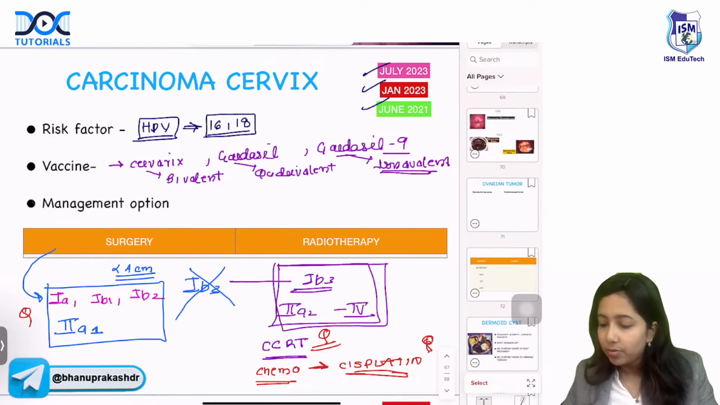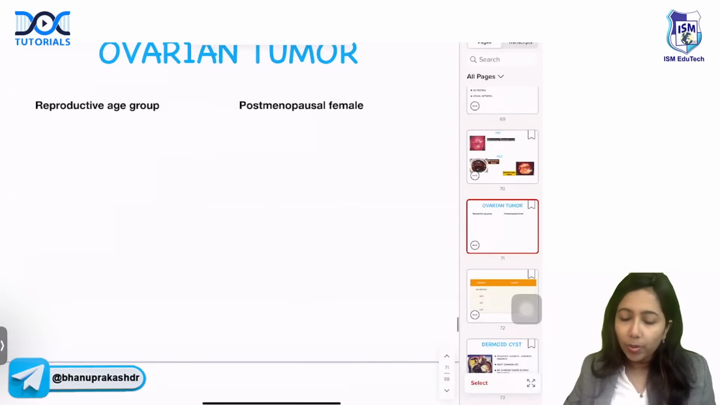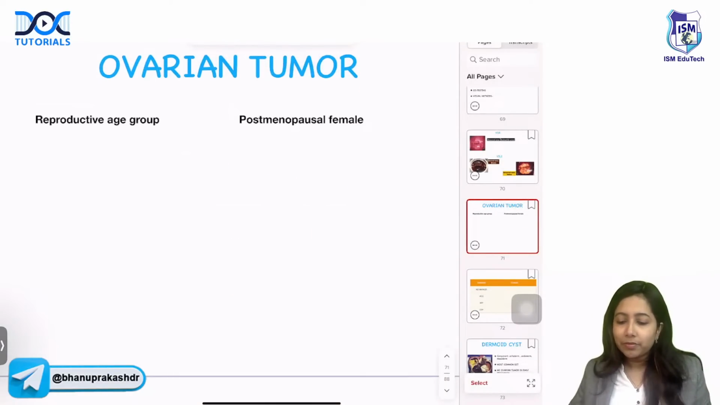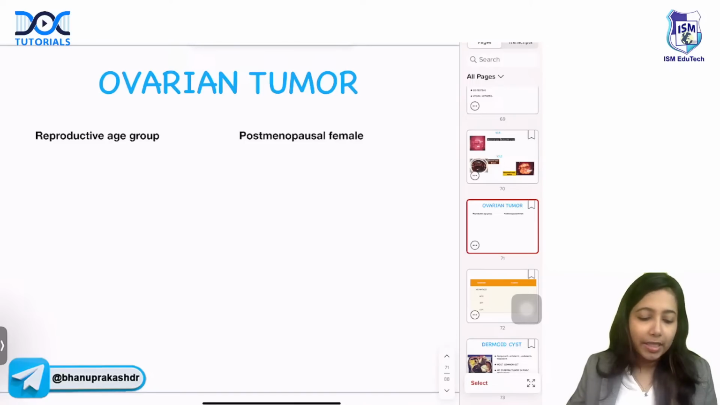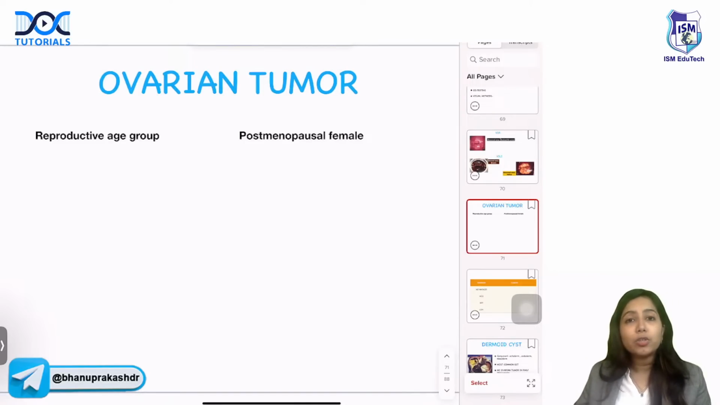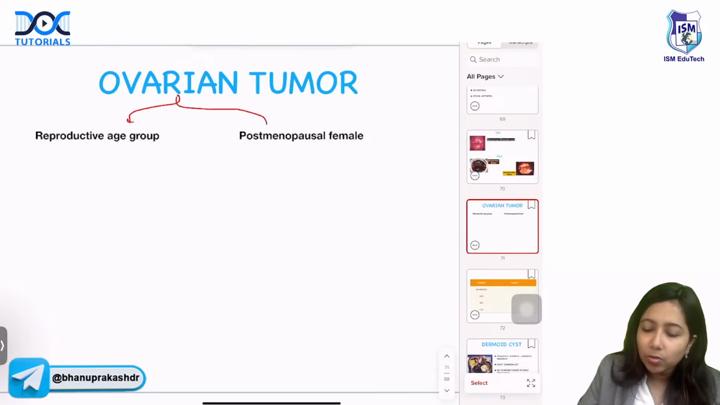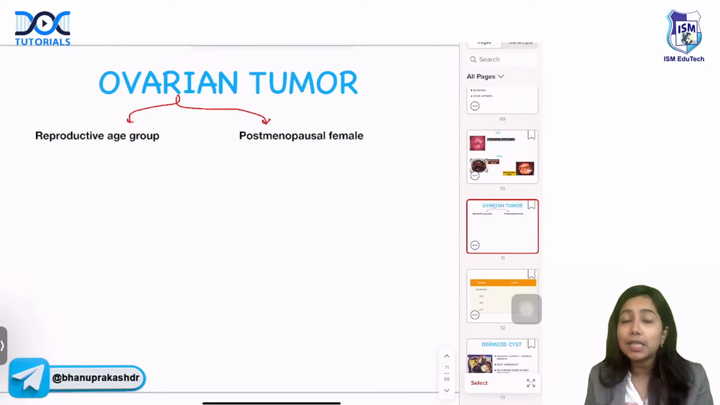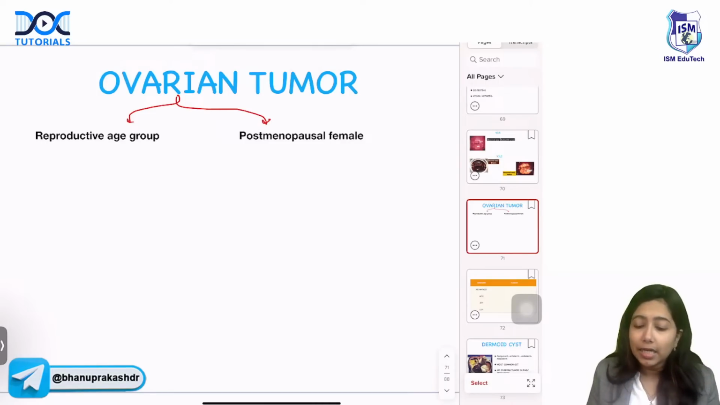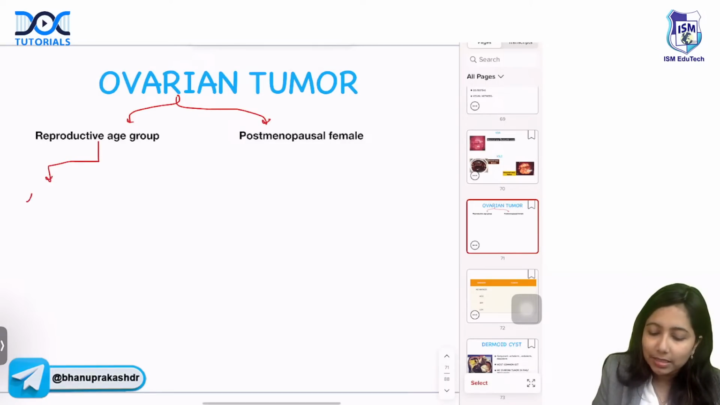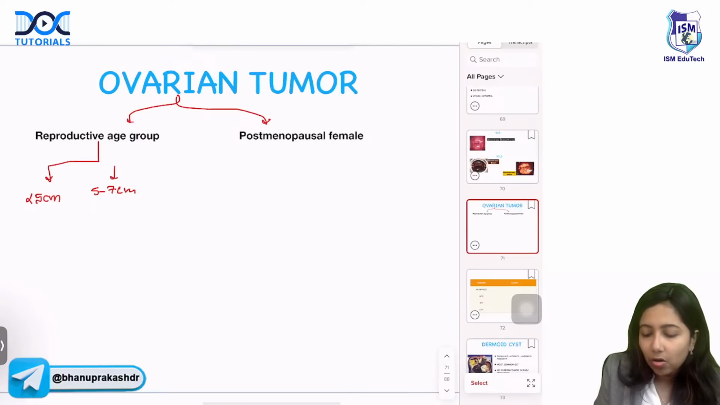So coming to some things about ovarian tumors. If you get a question on ovarian tumors, I want you to divide it as whether it is in the postmenopausal or in the reproductive age group. In the reproductive age group, again, we divide the cyst depending upon the size, whether it is less than 5 centimeter, 5 to 7 centimeter, or beyond 7 centimeter.